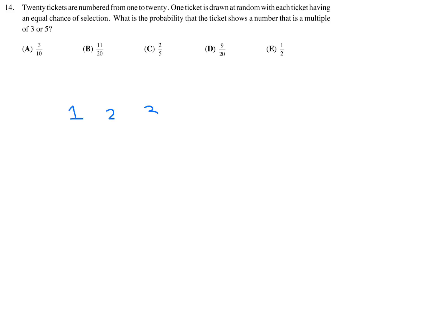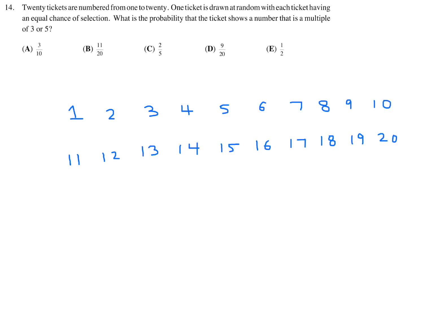All right, so we'll write out all the values from 1 to 20. And the 20 tickets all have these numbers, all the numbers from 1 to 20. And then they're saying you draw a ticket at random, and you want to see if this ticket has a number on it that is a multiple of 3 or 5. So let's start circling numbers that are multiples of 3 and 5.